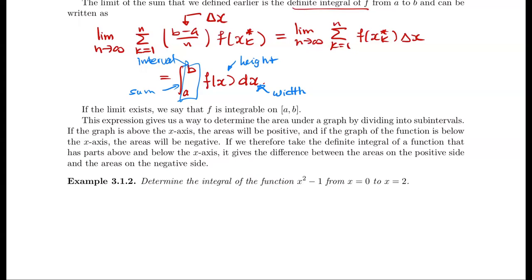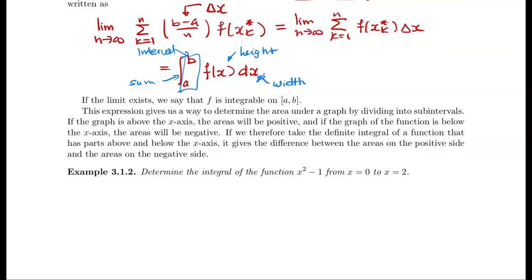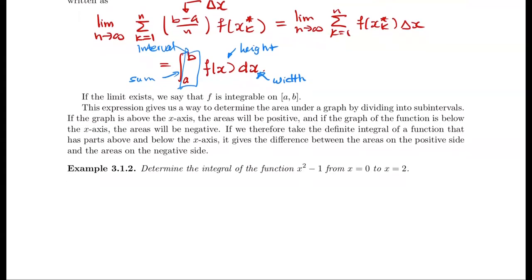So this expression gives us a way to determine area under a graph by dividing into subintervals, or a partition, if we would like to say it as. So if the graph is above the x-axis, the area will be positive, or if the graph is below the x-axis, it will give a negative area. So if we therefore take the definite integral of a function that has parts above and below the x-axis, it would give us the difference between the areas, where some of them are going to be on the positive and some of them are going to be on the negative side.